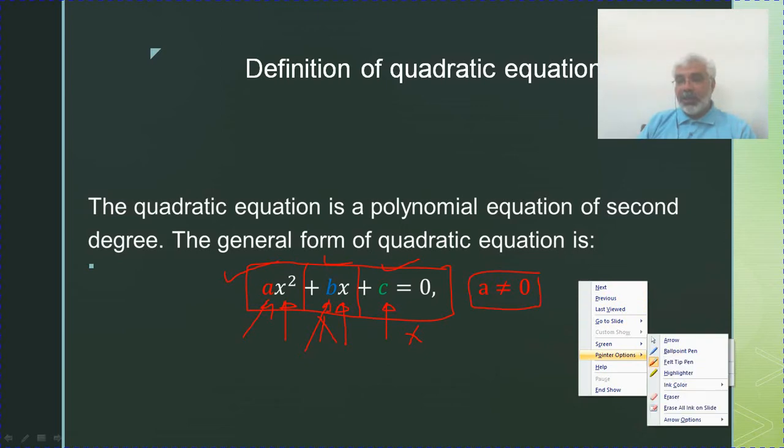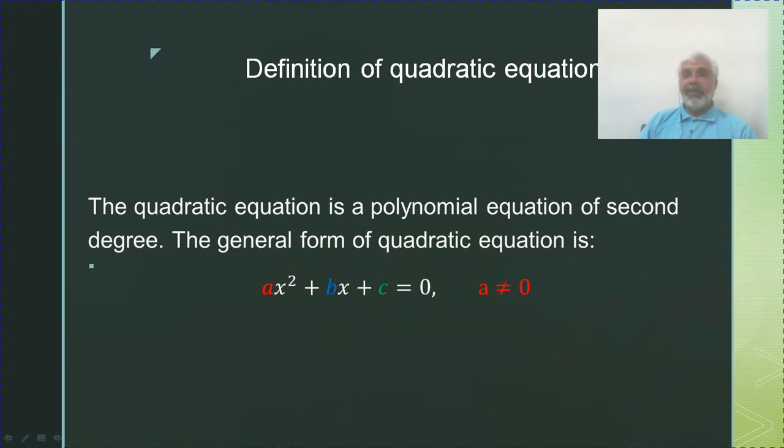Why a shouldn't equal 0? Because if I said a equals 0, this means that I am eliminating this part of the equation. And if you eliminate this part of the equation, then this equation is no longer a quadratic equation. It becomes a linear equation, bx plus c equals 0. So the only condition that we have in this equation is a shouldn't equal 0.